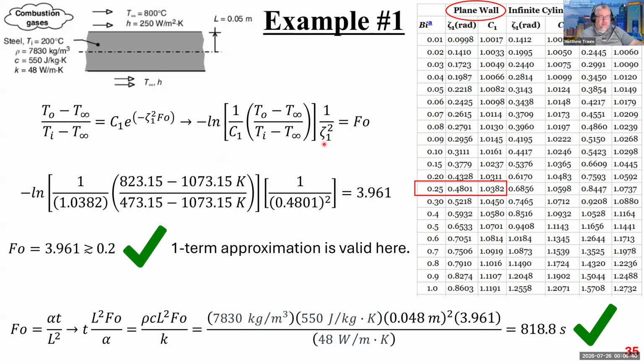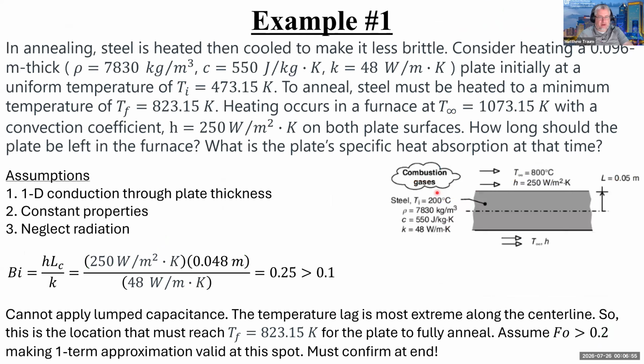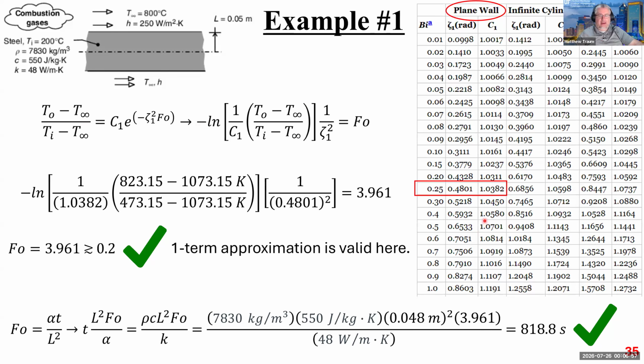How did I know what to plug in for zeta 1 and C1? Here's C1 plugged in, and then here's zeta 1 plugged in. Well, I've got a plane wall. I know my Biot number, I calculated it in the previous step, 0.25. And I can just go to this chart given in the book for a plane wall and look up zeta 1 and C1. So that's where this value and this value come from. It's just from the chart.